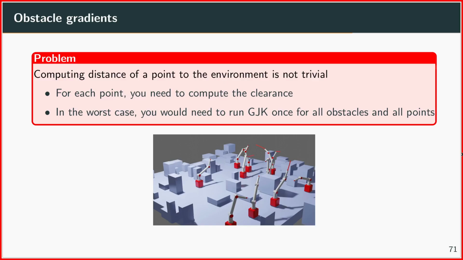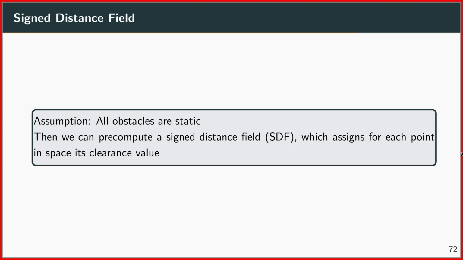And that is why we need a better way of computing distances. Signed distance fields are a very nice way of approaching this. We assume here that all obstacles are static. Of course, the robots can move around as they wish, but we assume that all obstacles are static. If they are, then we can pre-compute something called a signed distance field, and this signed distance field assigns for each point in space its clearance value to the environment.